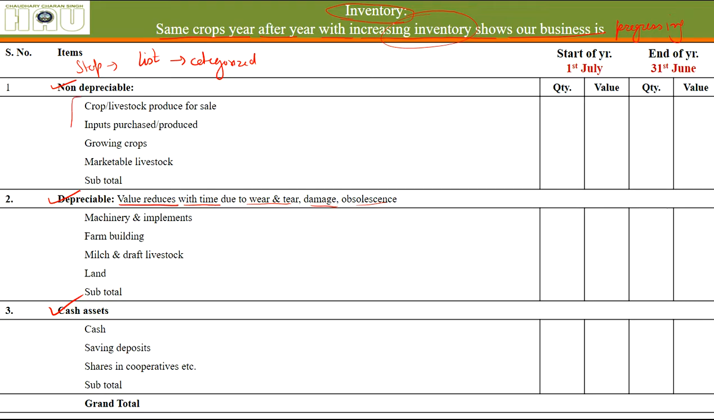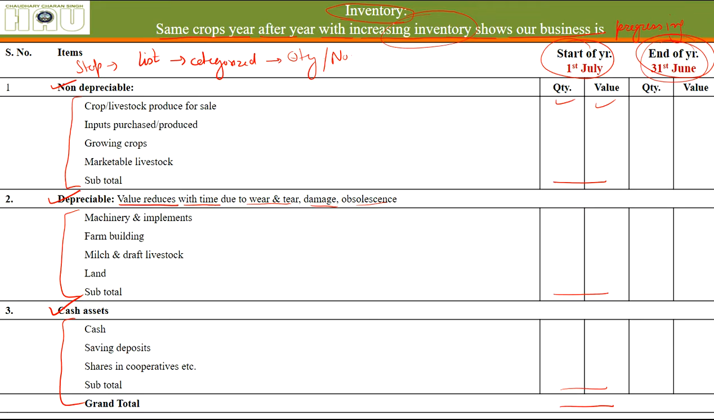So first we have made a list and classified the items. Quantity we have noted down, quantity or number. At the start of the year, we will note down our quantity and value of all these things. Here there will be a subtotal for each of the categories, and here will be the grand total for the total inventory. And at the end of the year, we can also do it again on 31st June, which will also serve as the starting point for the next year. Okay, so let's see an example.